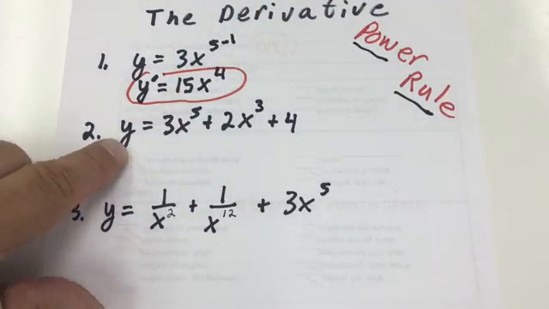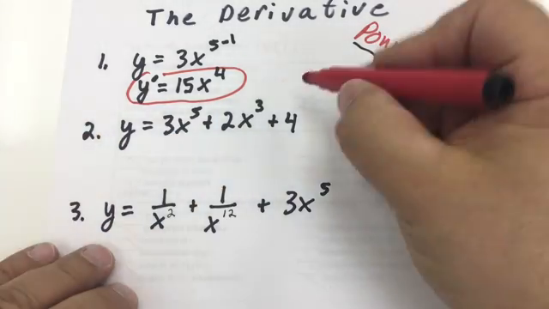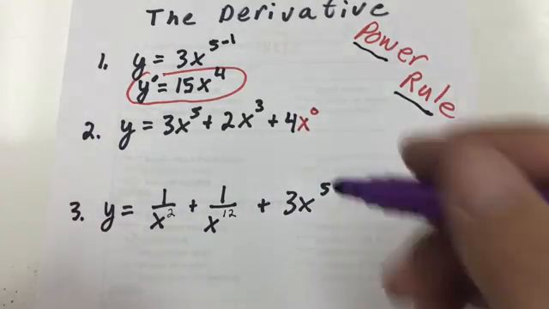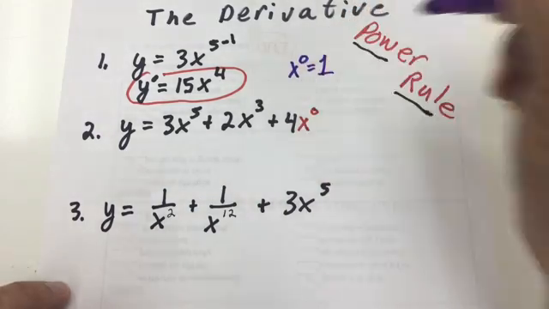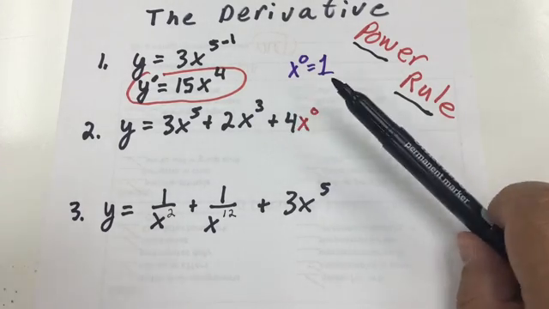Now I want to find the derivative of 3x to the 5th plus 2x cubed plus 4. Now this is a little theoretical. Technically that's 4x to the 0 power, because from algebra we should all remember that anything to the 0 power equals 1. And that's why when you take the derivative of just the number 4 or 75, it's going to equal 0.